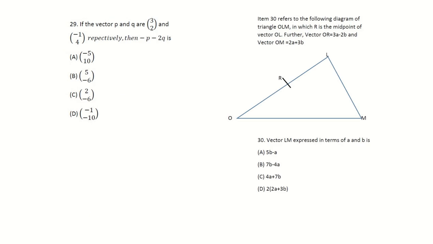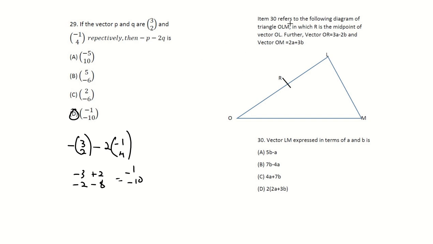If vectors P and Q are this and this, then we want P minus 2Q. So that's minus 3, 2 minus 2 by Q, which is negative 1, 4. That's minus 3, minus 2. Negative 2 by negative 1 is positive 2. Negative 2 by 4, 4 2s are 8, that's minus 8. This would be minus 1, and minus 10. So the answer is D.